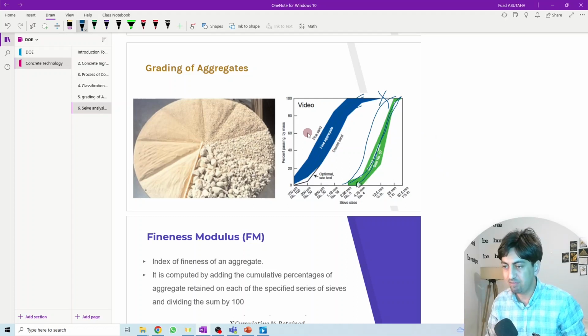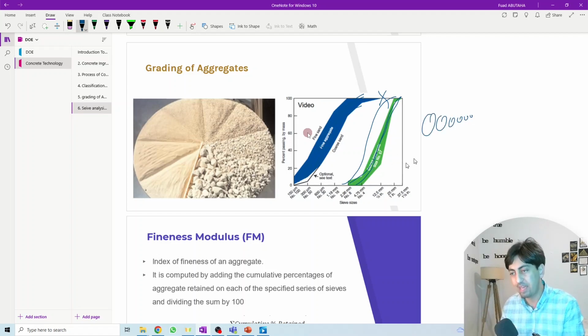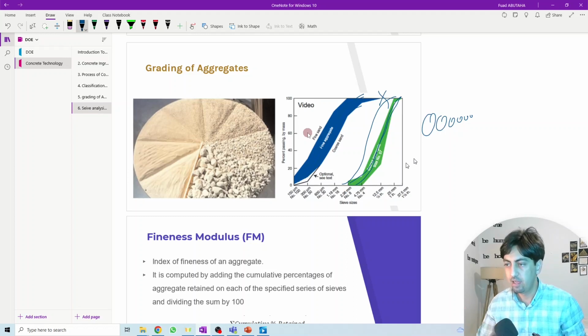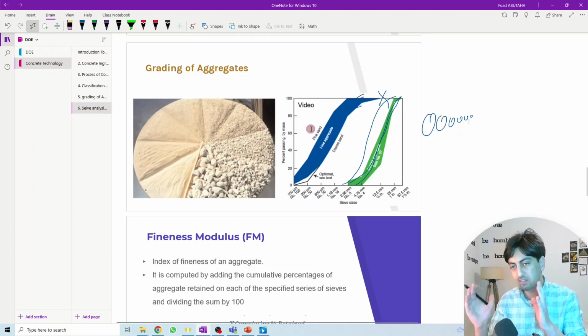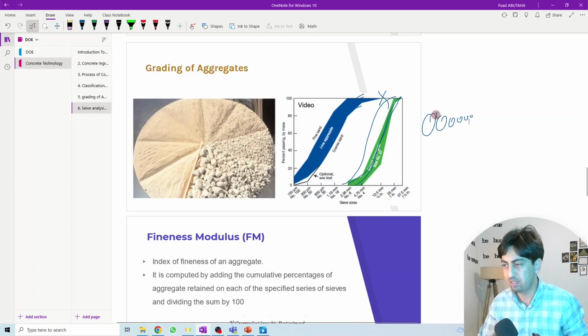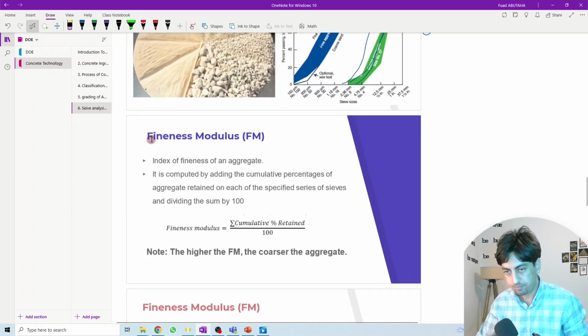But if the S curve lies in this green area or in this blue area for the fine aggregate, it means that it is well graded. It means there is a good distribution of the different particle sizes.